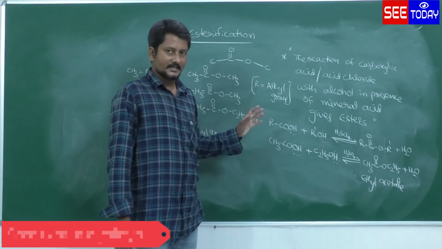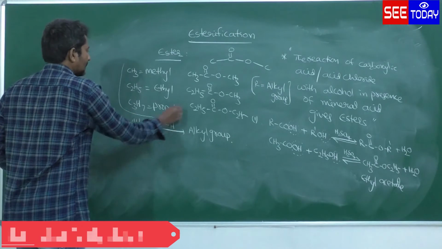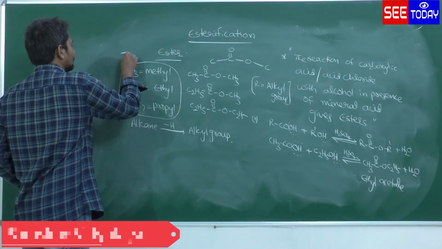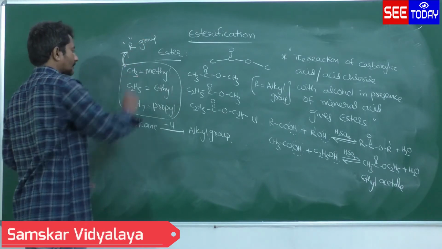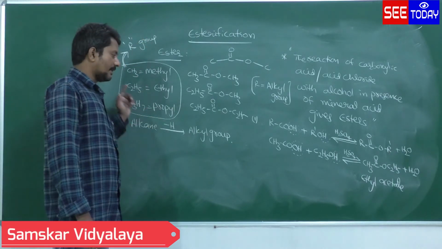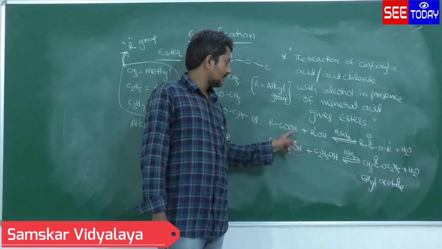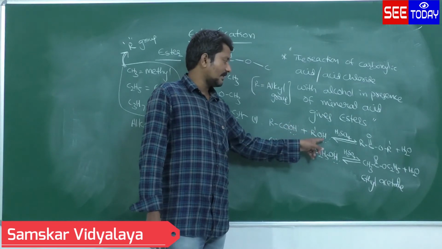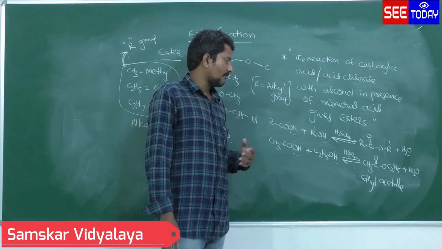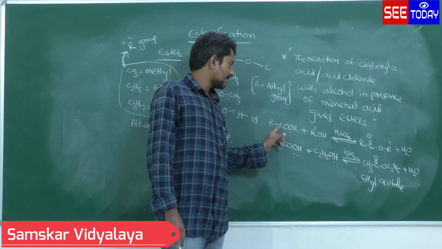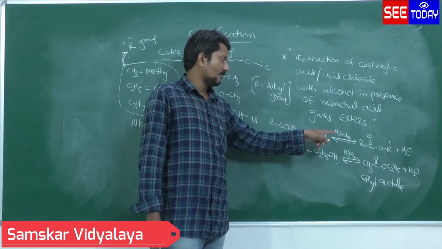See the first example. RCOOH is a carboxylic acid. R is generally an alkyl group. What are the alkyl groups? All these are alkyl groups. R group: you can take methyl, you can take ethyl, you can take propyl. So RCOOH plus R prime OH: from the acid, OH is eliminated, from R prime OH, H is eliminated as a water molecule. Then it gives R C double bond O R prime plus H2O.